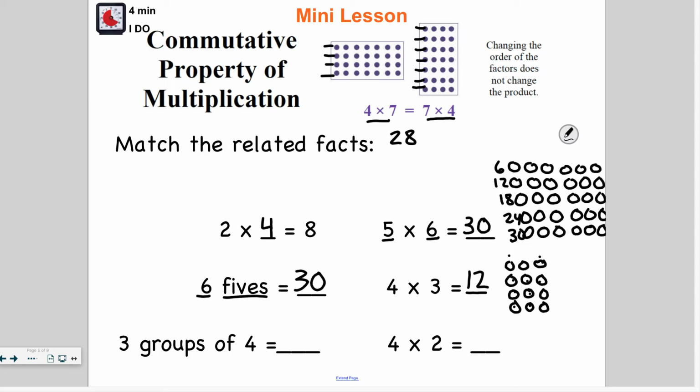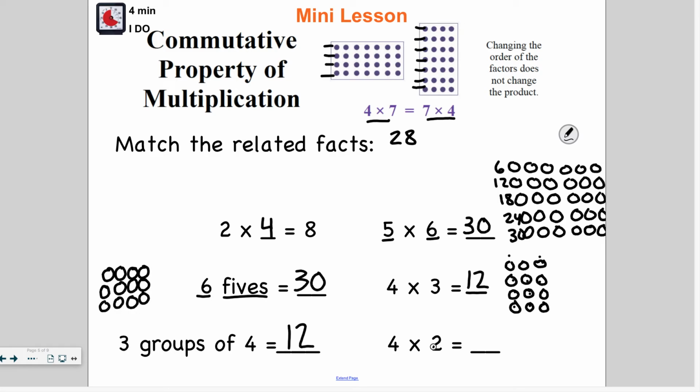So 3 groups of 4. So I can draw that out, 3 groups of 4. Let's see. One group of 4 is 4. Another group of 4 would be 8, because 4 plus 4 is 8. And then one more group of 4. Well, 8 plus 4 is 12, so that means another group of 4 would be 12. So 3 groups of 4 equals 12.